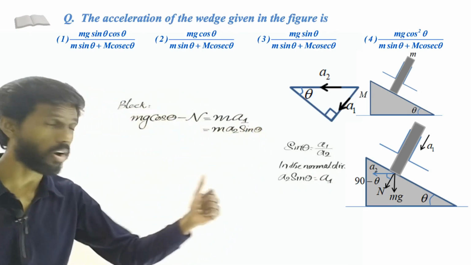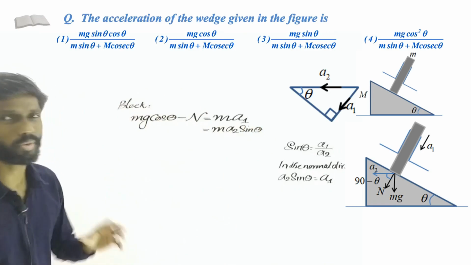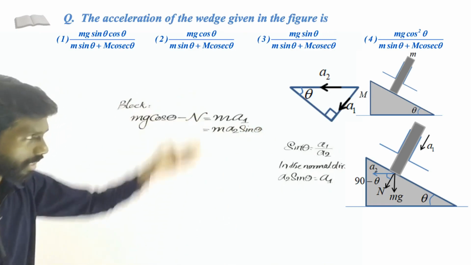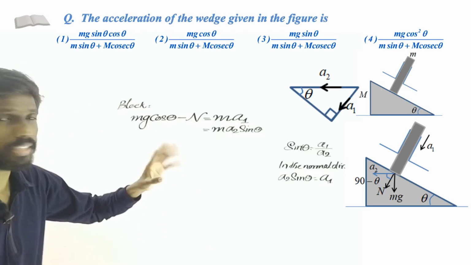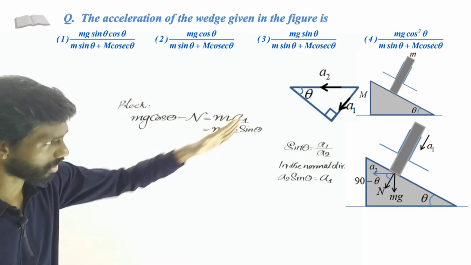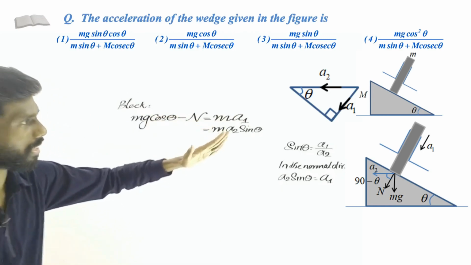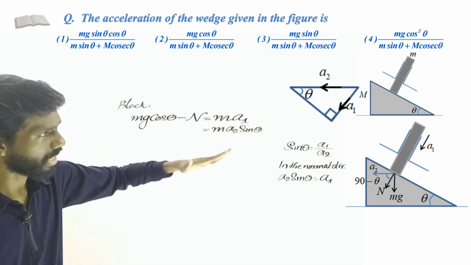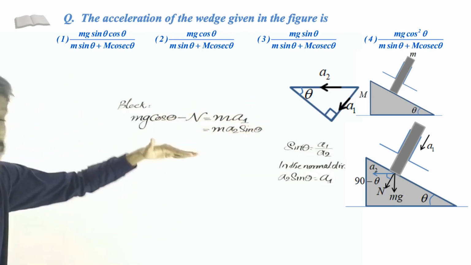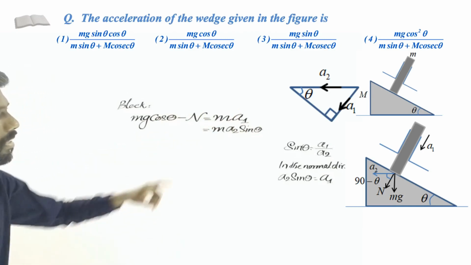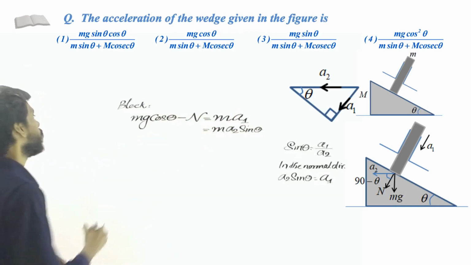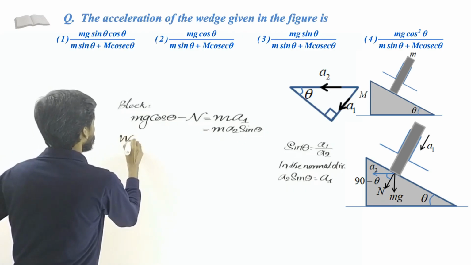Now for the wedge in the horizontal direction, what are the forces? We don't consider the gravitational force because that is in the perpendicular direction, so leave it. Now only the normal reaction. Normal is in this direction, right? Take its component in the horizontal direction. So this is the normal reaction in this direction. Take its component. What is that angle? That angle is 90 minus theta, so that means sin theta.